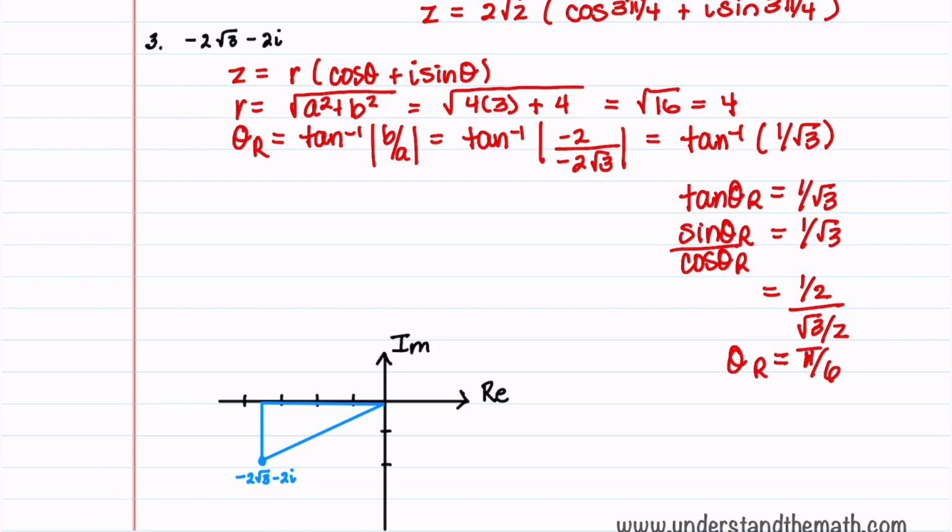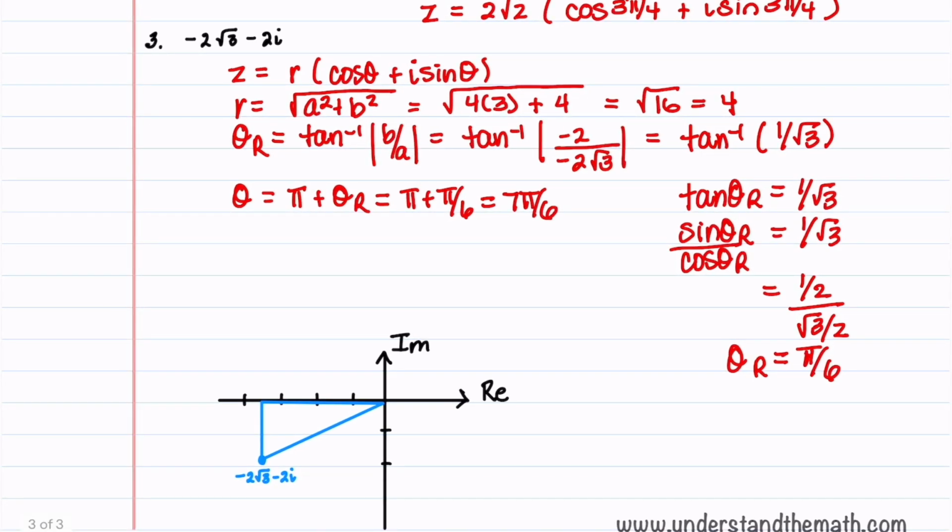Because our number is in the third quadrant, our theta is going to be pi plus theta sub r. So this is pi plus pi over 6, which gives us 7 pi over 6.